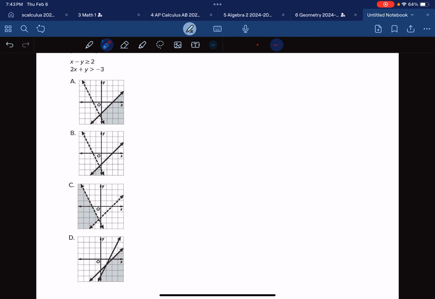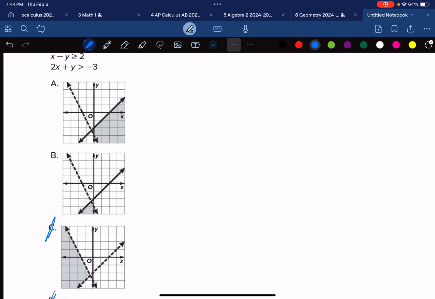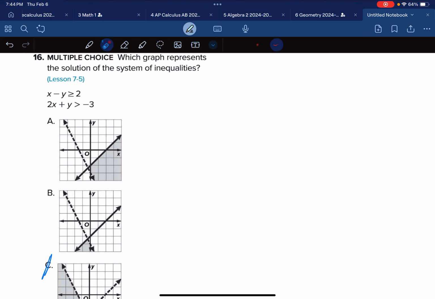I'm noticing I have an equal to sign and no equal to sign, which means we should have one dashed, one solid. These are both dashed, which means it can't be C. These are both solid, which means it cannot be D. It's between A and B because it's a mixture of a solid and a dashed line. And I'm noticing that the difference between A and B, they're the exact same dashed, exact same solid. The only thing that's different is which shaded region is correct.